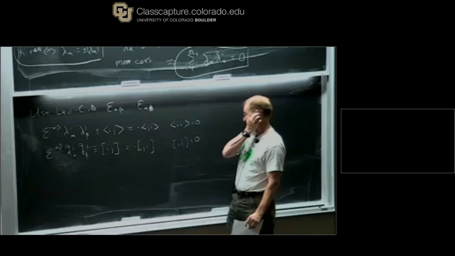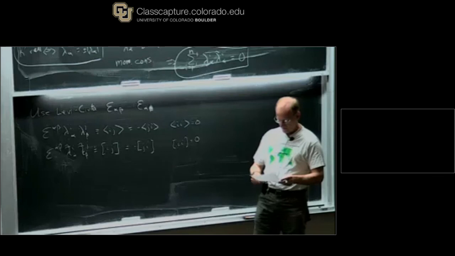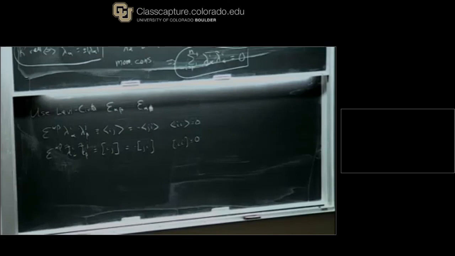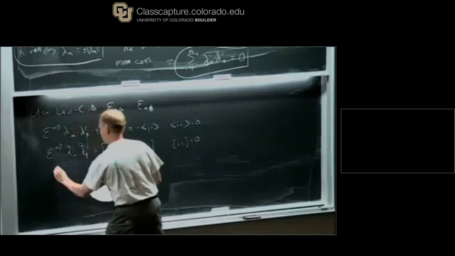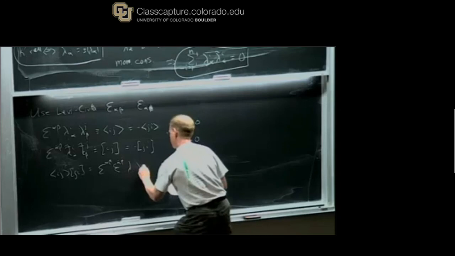The spinors are commuting, yeah. They're not fields, they're just functions. Okay, so there are some other properties of these. One last property, and then we'll quit, which is that <ij>[ji] has a couple of epsilons in it, and then some lambdas and lambda tildes.